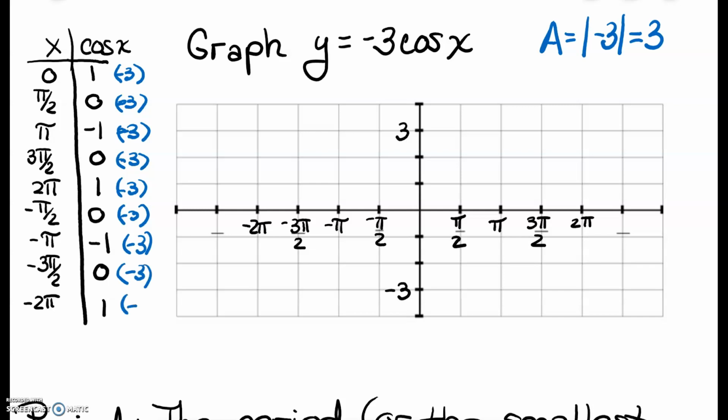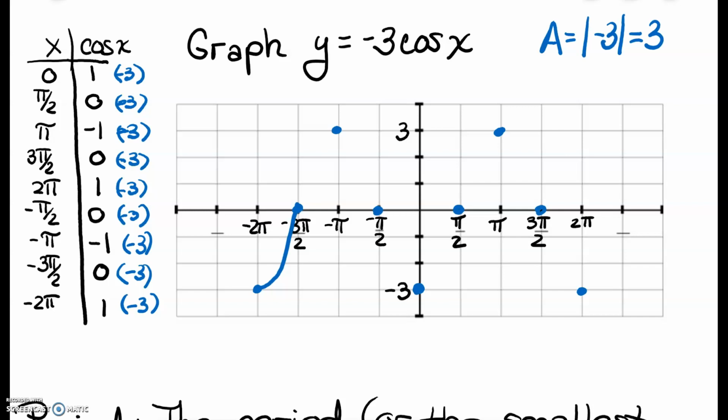Okay, what will that do to my graph? Well, I don't know. So 1 times negative 3 is negative 3. 0 times negative 3 is 0. Negative 1 times negative 3 is 3. Then I will get a negative 3 here. When I multiply by 0, I get a 0. When I multiply by a negative 1, I get a positive 3. And then I'll get a 0 and a negative 3.